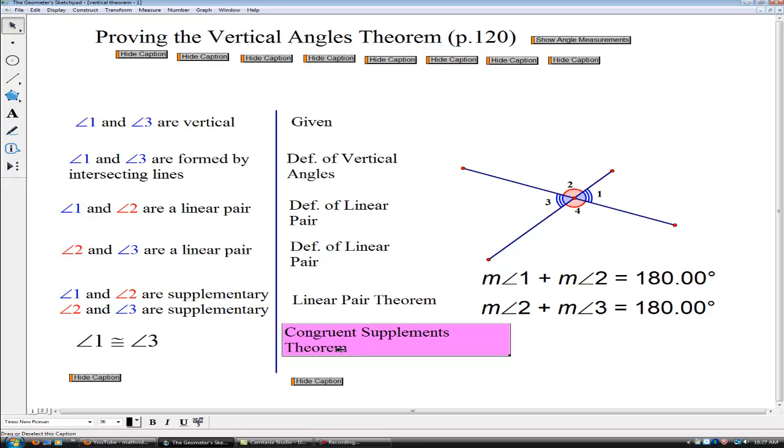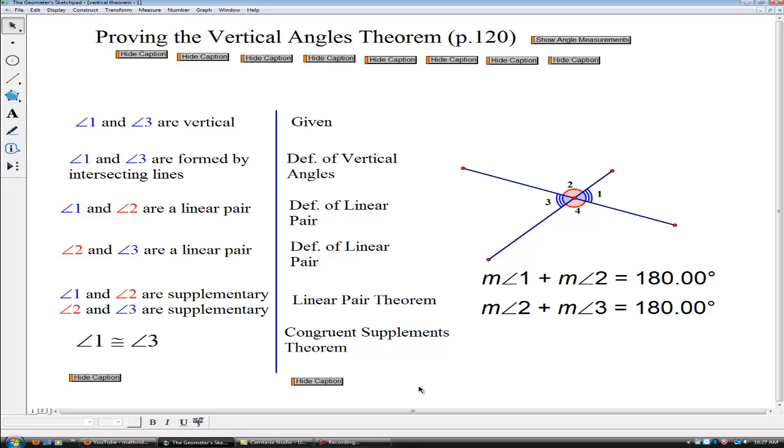This last reason to prove that angle 1 is congruent to angle 3 is our congruent supplements theorem. If you've forgotten about that one, there's another video you should check out, because this theorem right here we will use quite a bit this year.